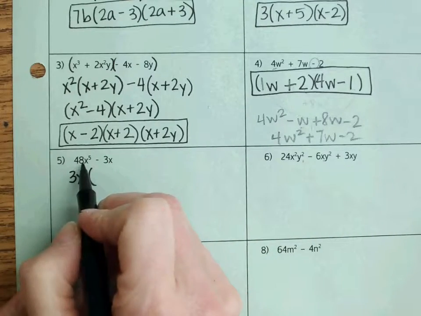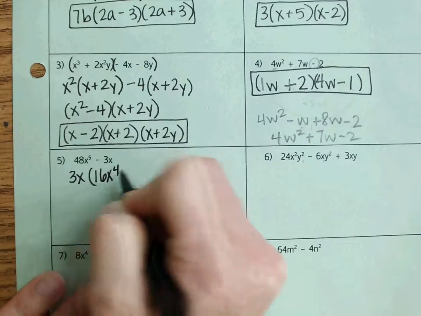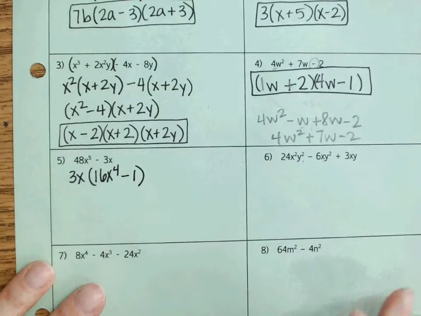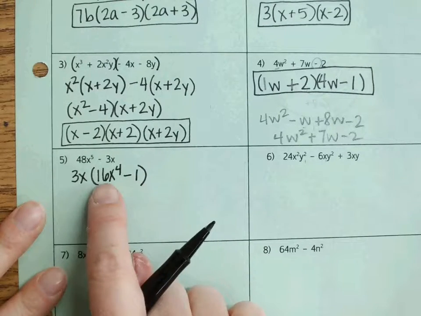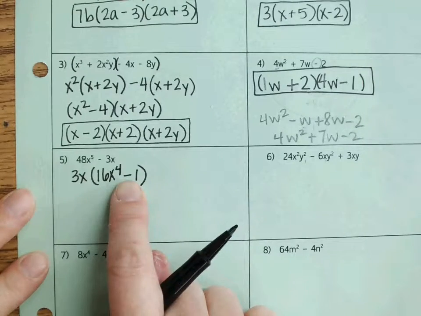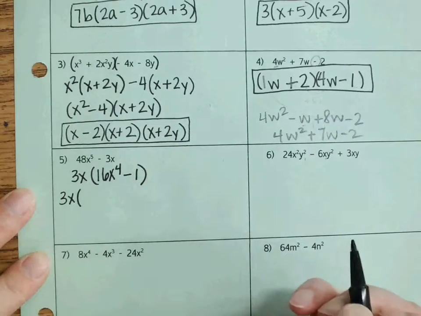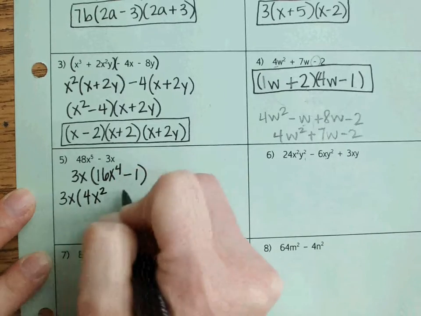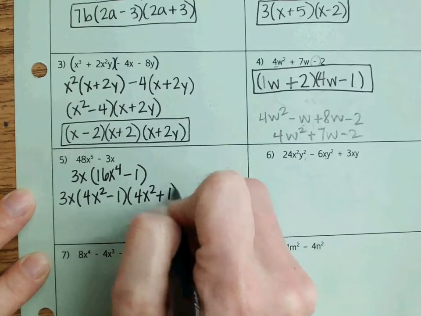And so 48x to the 5th divided by 3x is going to be 16x to the 4th. And then negative 3x divided by 3x is a negative 1. And then hopefully you see, okay, I have two terms. I can find the square root of the first term and then the last term. There's a minus sign in the middle. So I can do difference of squares on this one. So let's drop down that 3x. The square root of 16x to the 4th is 4x squared minus 1, then 4x squared plus 1.